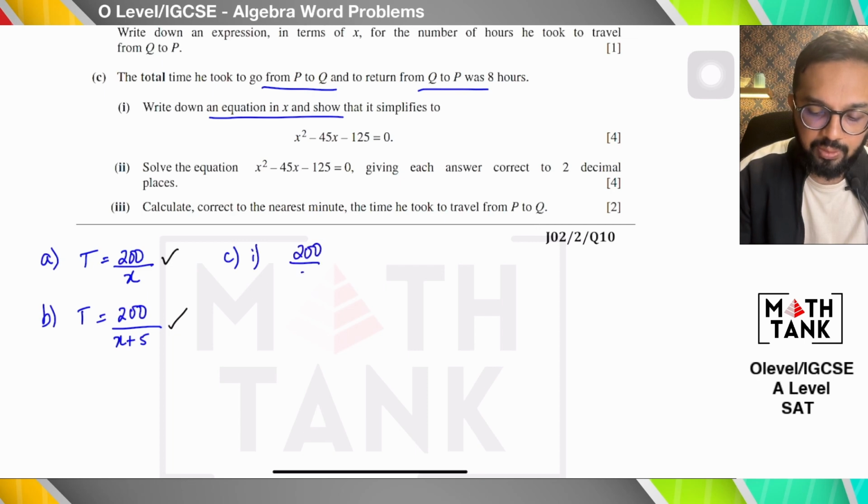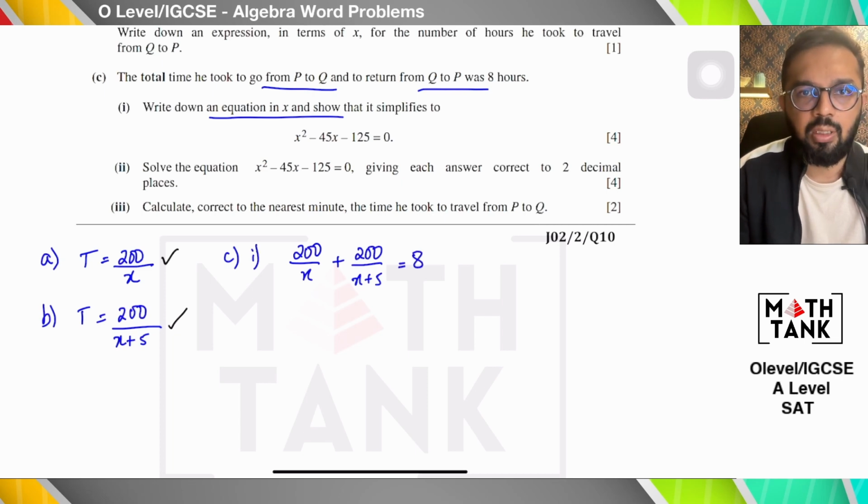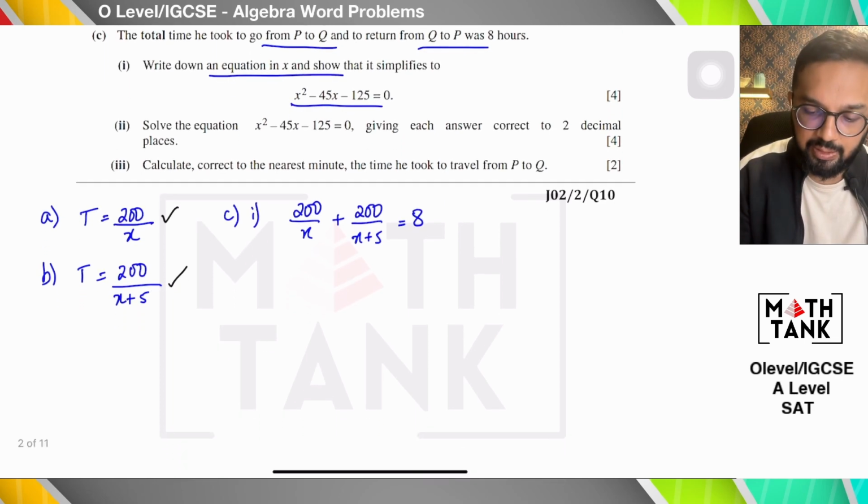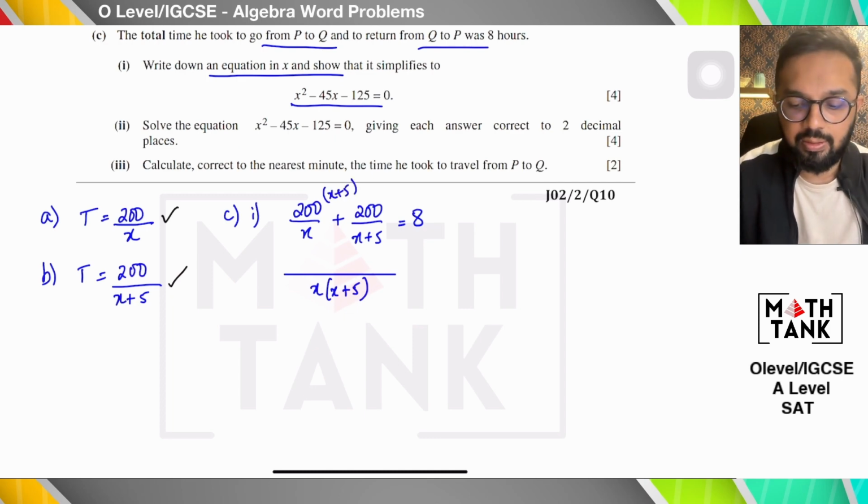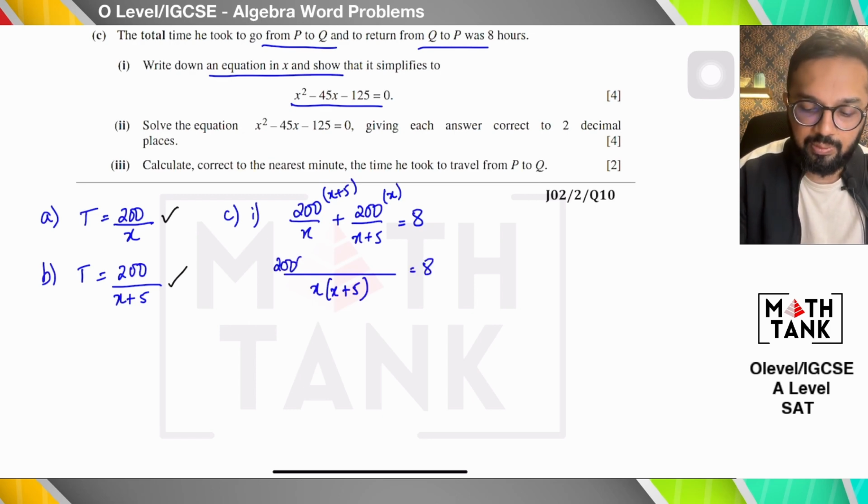So 200 over x plus 200 over x plus 5 should equal 8. I should simplify this. I'm going to take the common denominator x into x plus 5. This gets multiplied with x plus 5 because it's missing that in the denominator, and this gets multiplied with x, equals 8. So 200 into x plus 5 plus 200 into x.